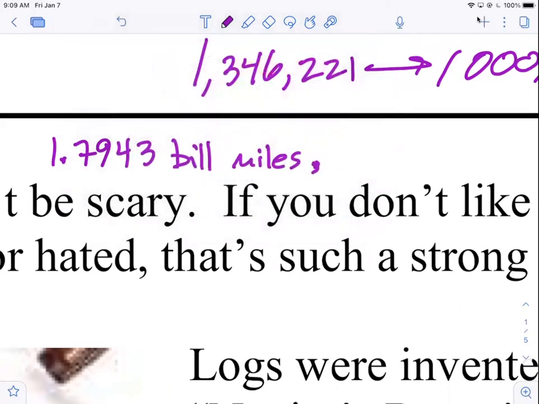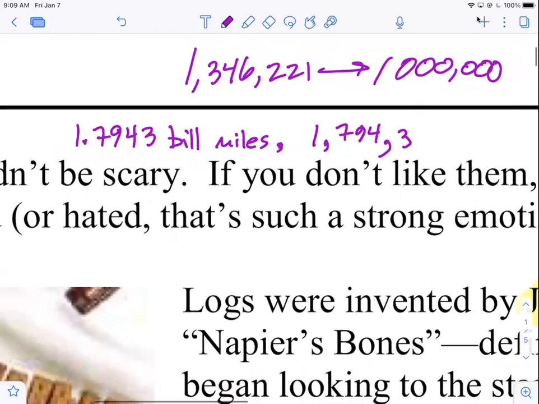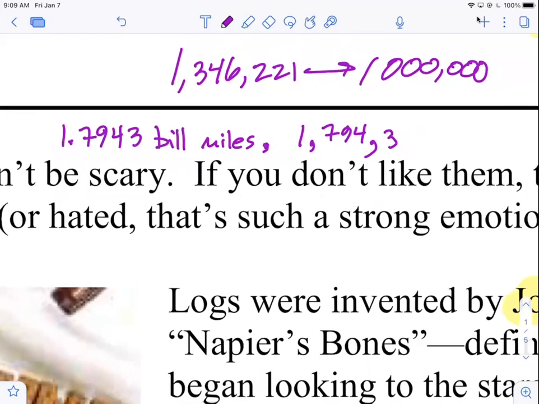Washing machines, all kinds of crazy units of measure. All right. Now, look, if we rewrote this 1.7943 billion miles, that would be 1,794,3 and then what? If I just wanted to write it as an actual number, 0, 0, 0, 0, 0. We're growing up here in America, not England.